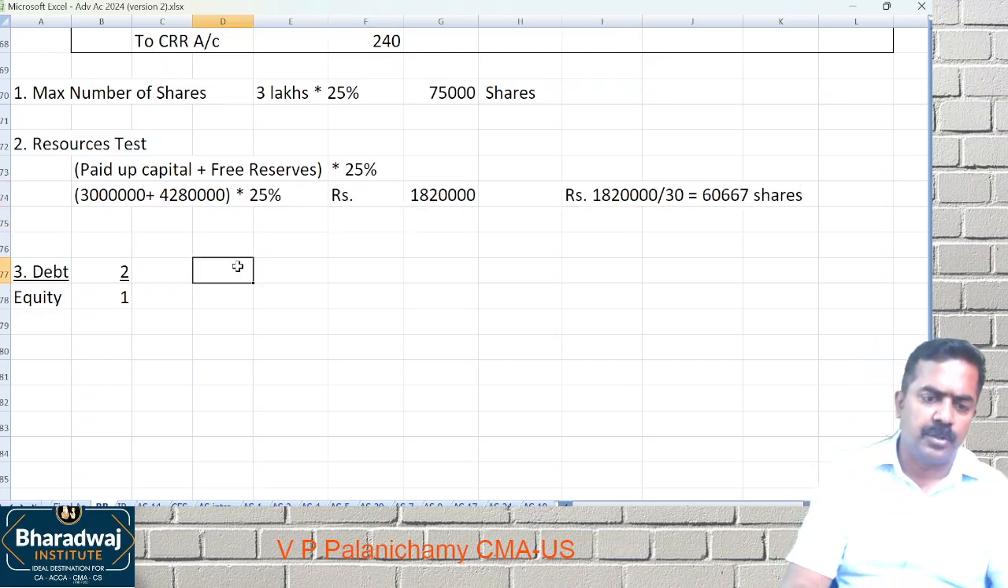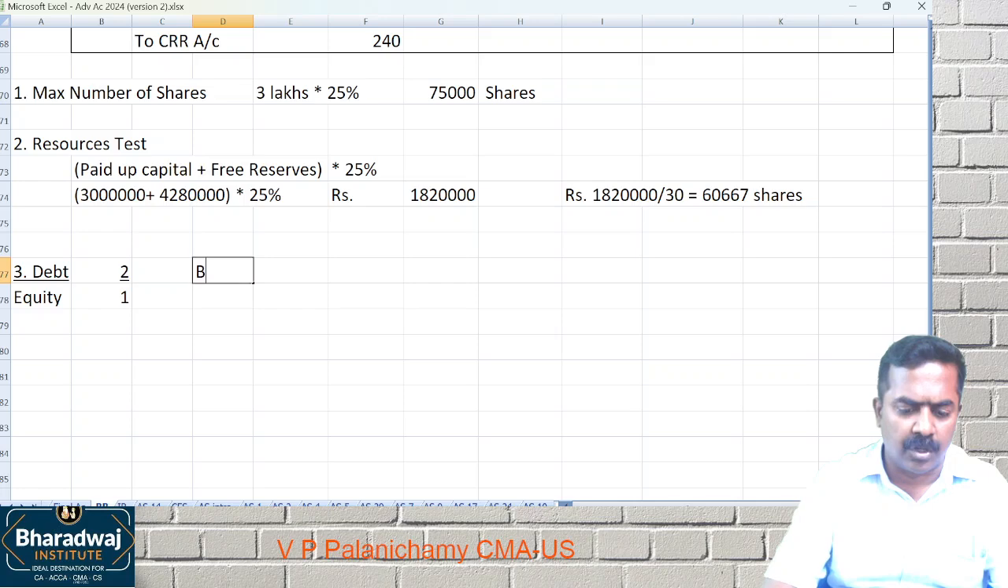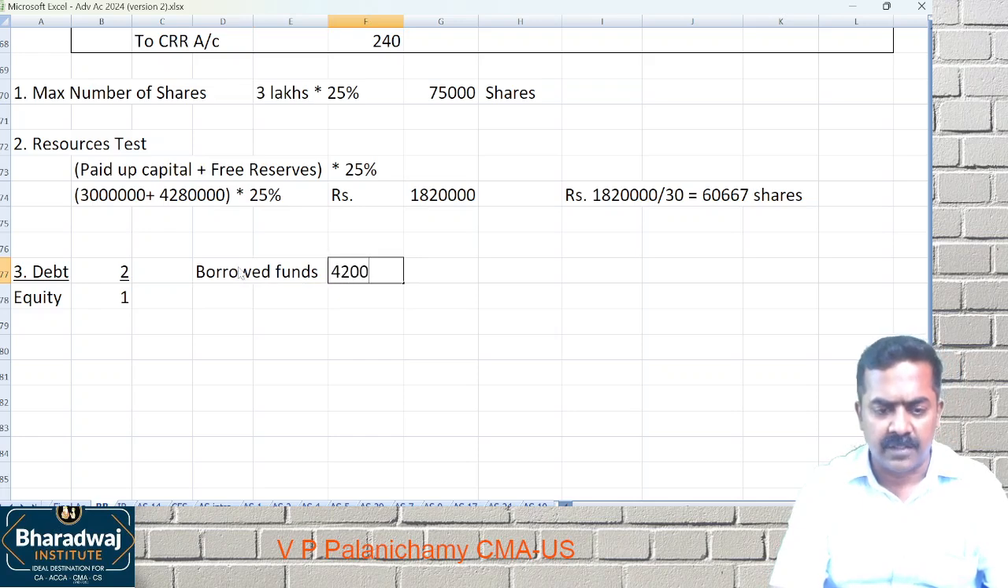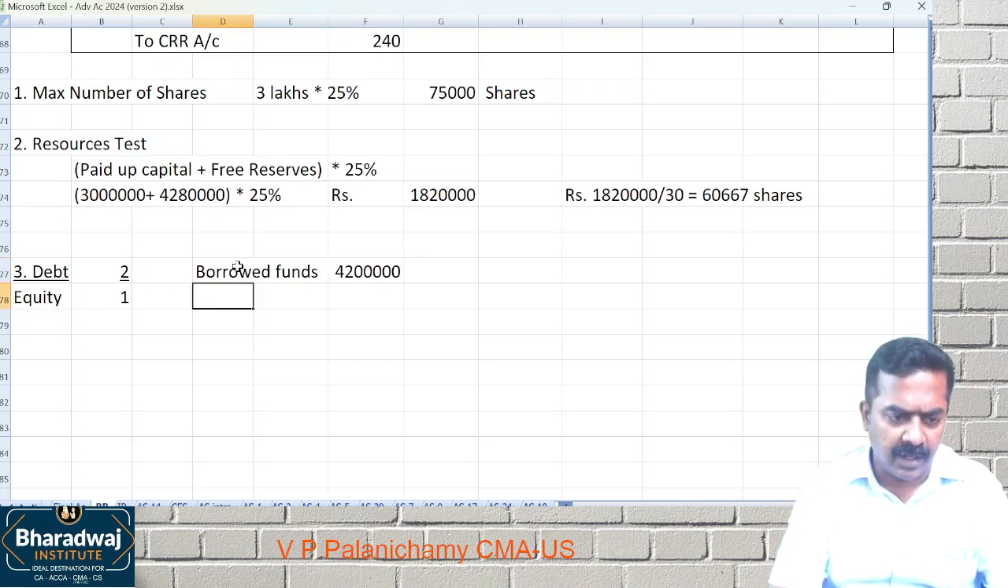Debt to equity ratio cannot exceed 2:1. Debt means borrowed funds. How much borrowed funds are given? 42 lakhs. After buyback, how much equity do you have to maintain? 21 lakhs you have to maintain.